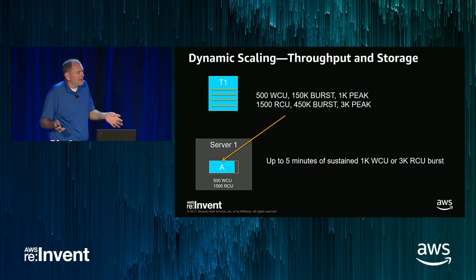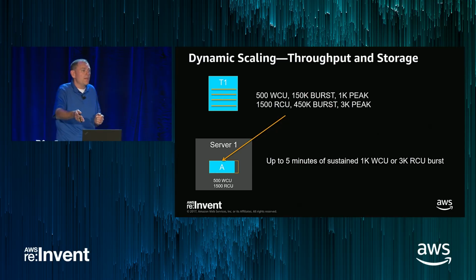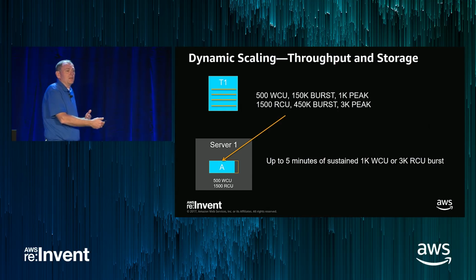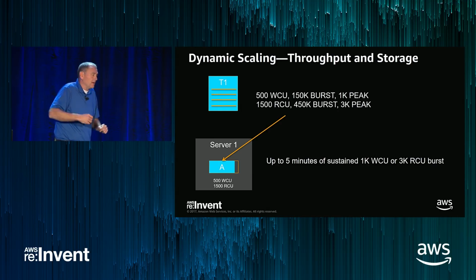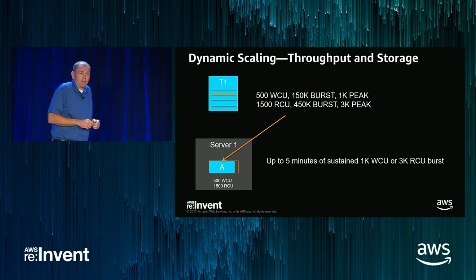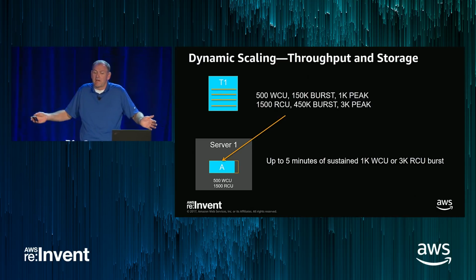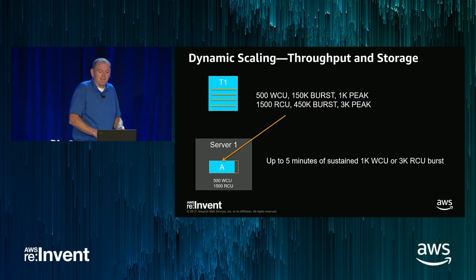So the burst capacity of this table is up to 5 minutes of sustained traffic at 1,000 WCUs and 3,000 RCUs, because it's a single partition. So you look at that, take that 5 minutes of unused capacity, here's my burst bucket, add the capacity that I have provisioned. How long does it take me to drain my burst bucket based on how many partitions I have on my table? In this particular case, 5 minutes, right?